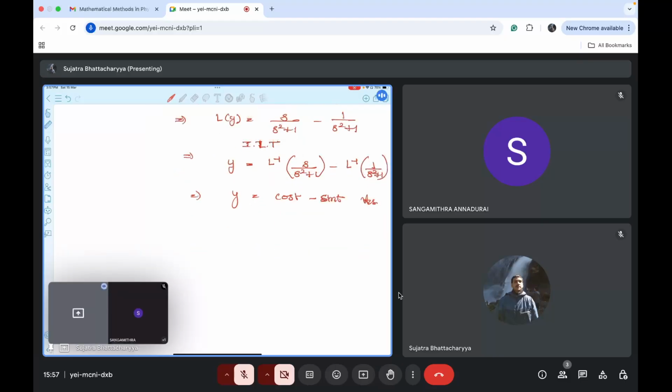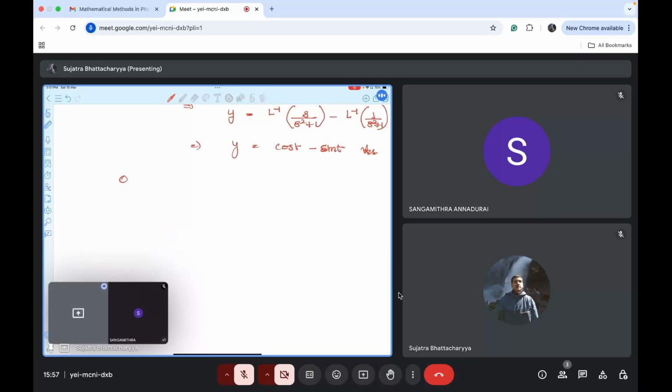Okay, very easy question. Let's go for the last question for this ODE solving, and then we can shift to the Dirac delta function. The next question is y double dash plus 2y dash plus 5y is equal to 0. Another homogeneous equation with y of 0 is 2, y dash of 0 is minus 4.